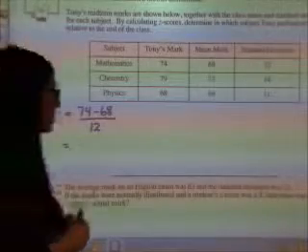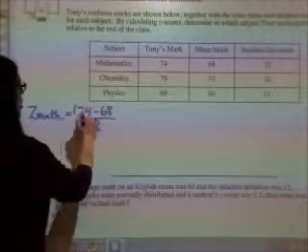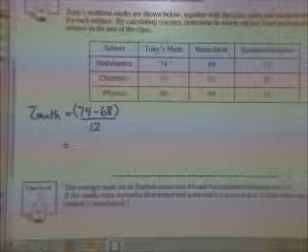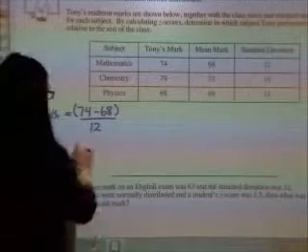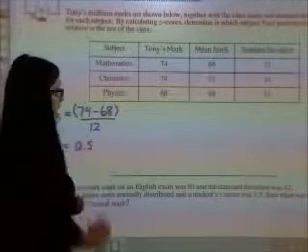68.3. How much? 68.333. Okay, try that again. You have to put brackets: bracket 74 minus 68 bracket divided by 12. 0.5. Okay? I want you to do the same thing for his chem and his physics marks, please.